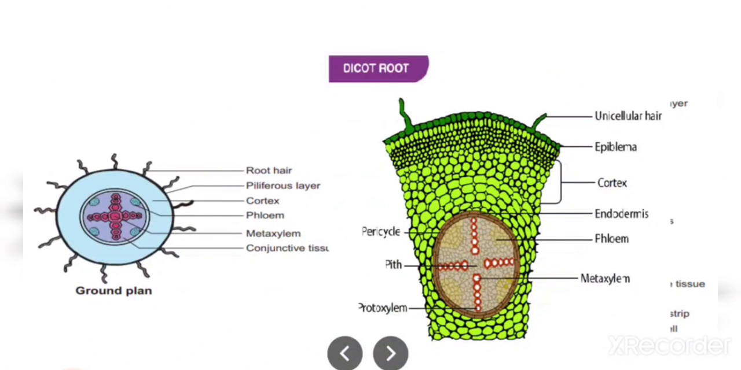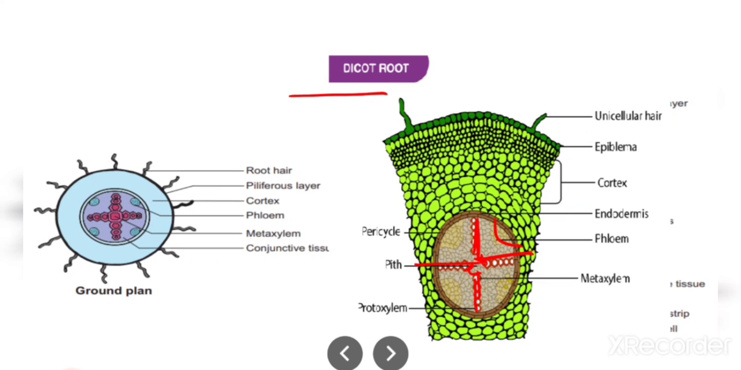Looking towards another diagram of dicot root, here in the center we have a very small pith that is present, a very small minute pith that is present. Fine. So the pith is not very conspicuous. The xylem bundles are just 4 in number. They are tetrarch. Very few in number means it is going to be dicot.